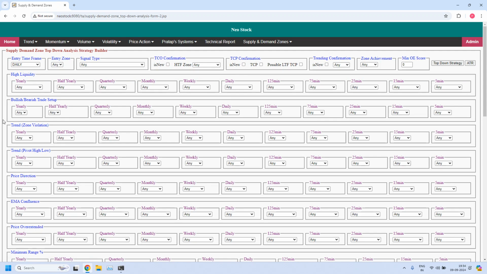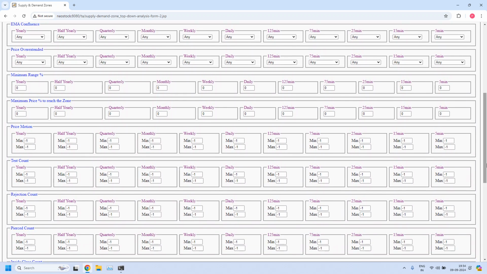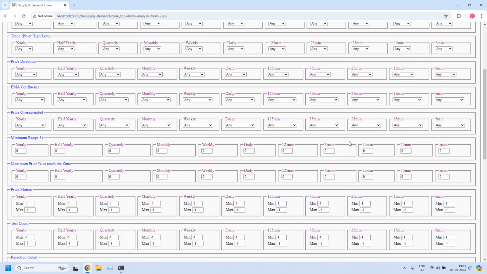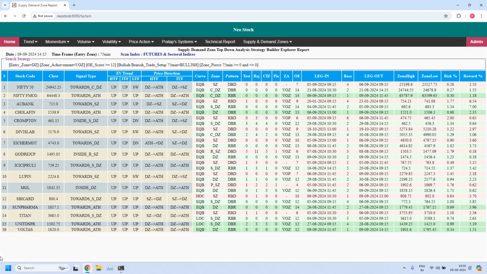So next, bullish trade setup for weekly income trade. Entry time frame is 75 minutes. Entry zone is demand zone. In bullish or bearish trade setup at 75 minutes, I am selecting bullish, and this 75 minutes demand zone should not be pierced. So in the pierced count at 75 minutes, I'm adding minimum value 0, maximum value 0. Zone achievement violated opposing zone, minimum order enhancer score 12. All the three filters are applied to 75 minutes demand zone. Now 16 stocks are filtered, and these 16 stocks are currently supporting bullish trade setup for weekly income trade, that is entry time frame 75 minutes.